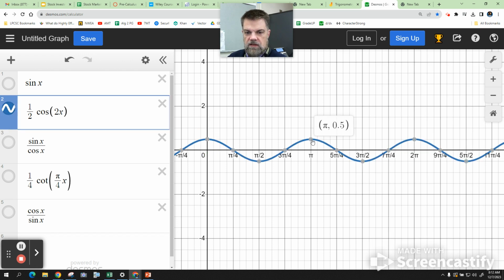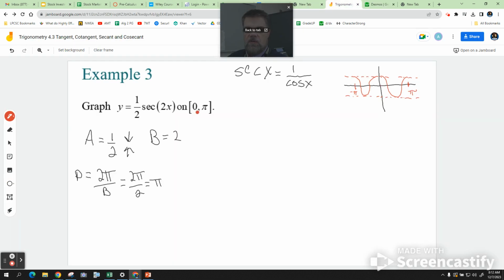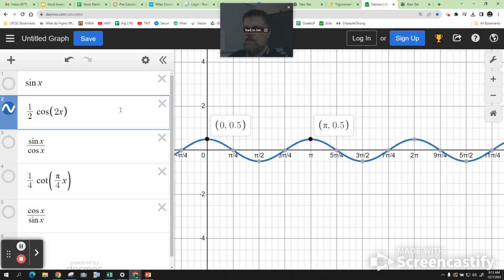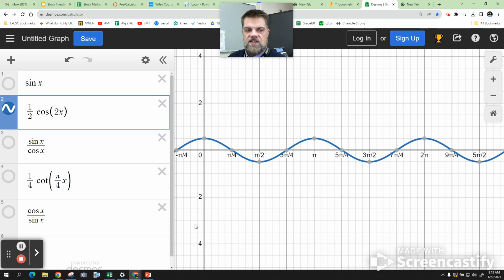So from here to here is pi. One whole period is pi. And I think if we look, it says go from 0 to pi. So they just want us to do one whole thing. But this is cosine, right? So I'm going to take a screenshot of this so you guys can kind of see that it's cosine.